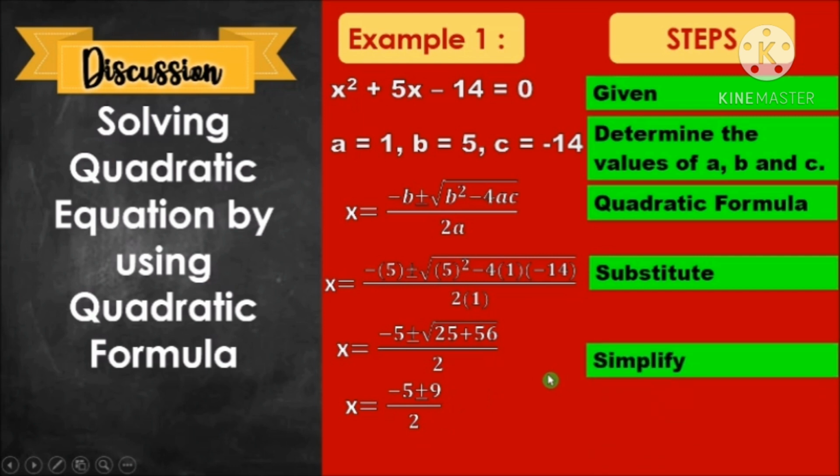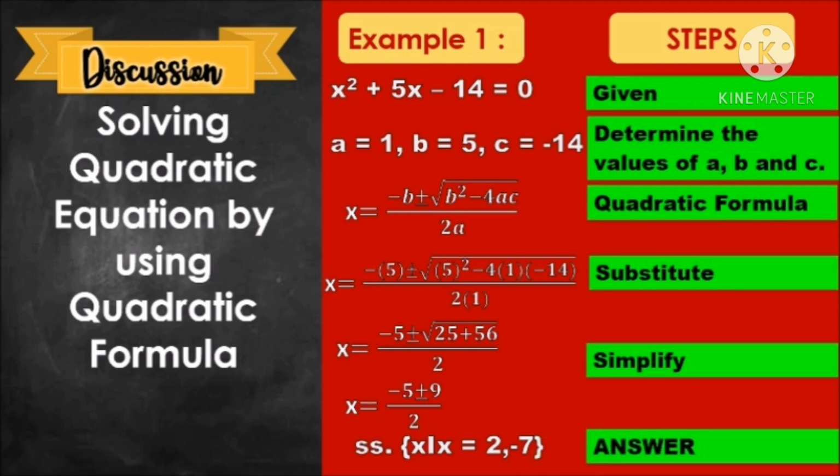Then to get the final answers for the values of x, negative 5 plus 9 is 4 divided by 2, we have 2. Negative 5 minus 9, that is negative 14, divide by 2, then we have negative 7. And the answer for the problem is the solution set x such that x is equal to 2 and negative 7.